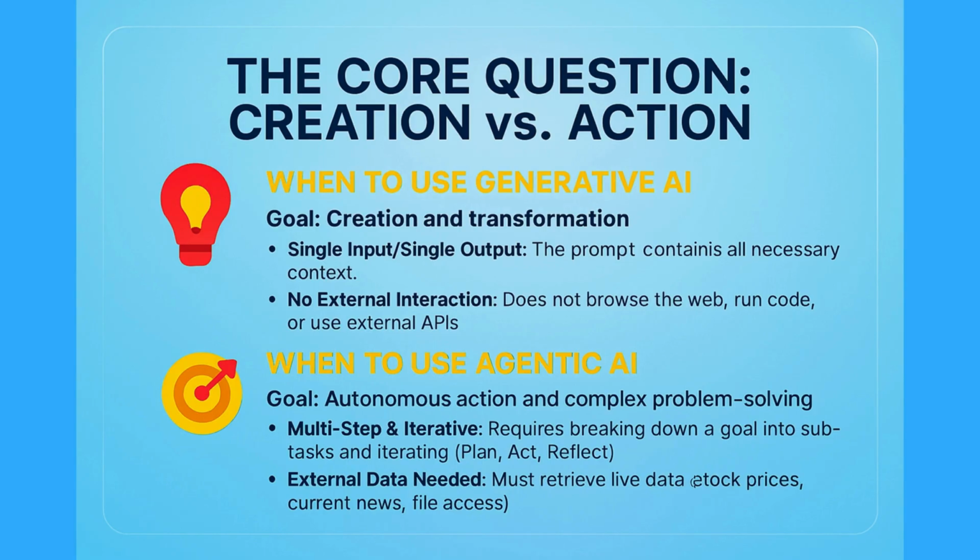These tasks are typically single step, requiring no external data or interaction. On the other hand, agentic AI shines in scenarios that demand autonomous action and complex problem solving. These systems excel at breaking down goals into subtasks, retrieving live data, and iterating through the plan act reflect loop. Whether it's conducting market research or debugging code across multiple files, agentic AI offers the flexibility and intelligence needed for dynamic multi step execution. This distinction is crucial for selecting the right AI architecture to match your task's complexity.